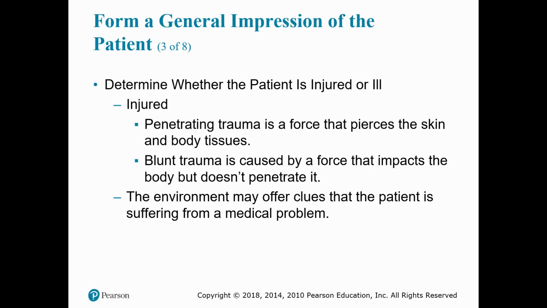We'll talk about figuring out whether your patient has been injured or if they have an illness. If they're injured, penetrating trauma is any force that pierces the skin and body tissues. So if you have a force that's exerted on the patient's body and it causes a separation of skin that goes into the soft tissue underneath, technically that is penetrating trauma. Blunt trauma is caused by a force that impacts the body but doesn't penetrate it. So your skin is intact, but you may have bruising, redness, signs of impact around the soft tissue.